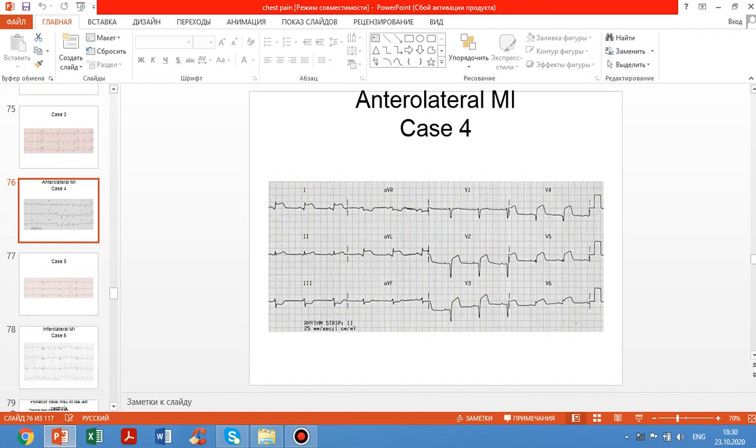Anterolateral myocardial infarction. You can see the elevation on the first, AVL, V1 and V2, V3 leads, and reciprocal changes you can see in the third, the depression in the third and AVF leads. These are the lateral walls like V4, V5, V6, also with elevation.